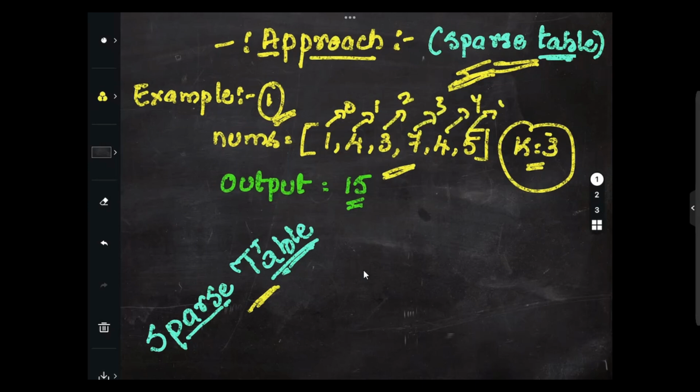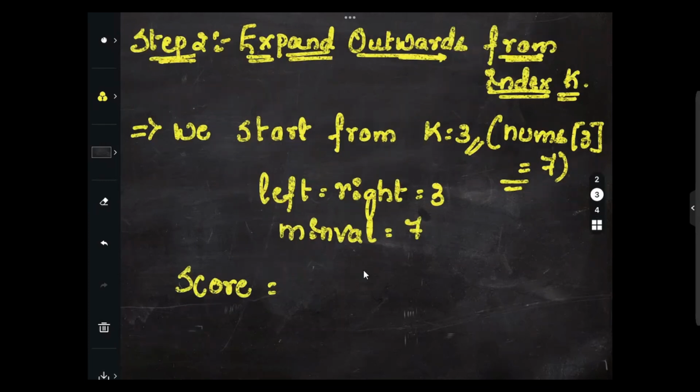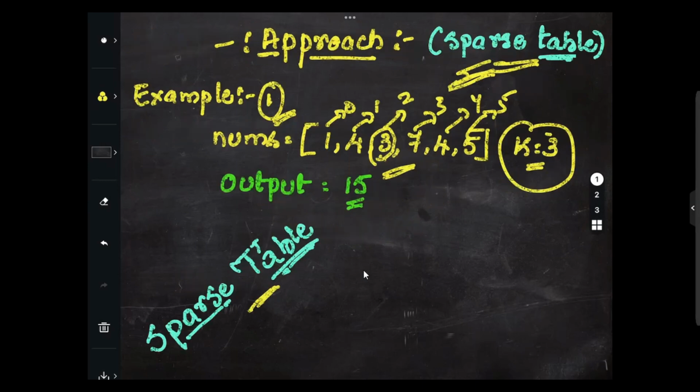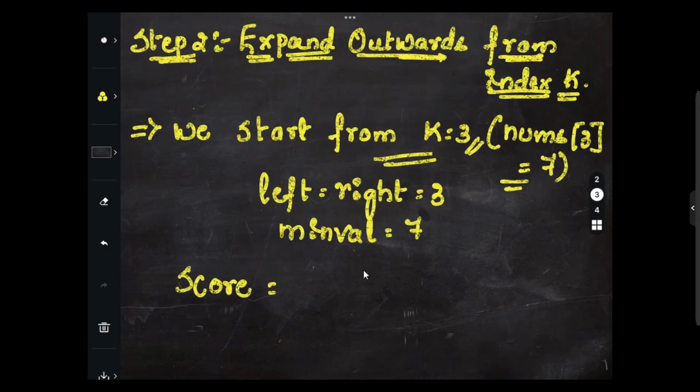So let me give the index numbers here. We have to consider from here, right? K equals 3 they have given. So we will start from k equals 3, nothing but nums of 3. In this case, nums of 3, what value are we having here? When k equals 3, we have to consider this index, right? Not this index, sorry, I said the wrong thing. So nums of 3 we have to consider here. In this case, nums of 3 is nothing but 7.